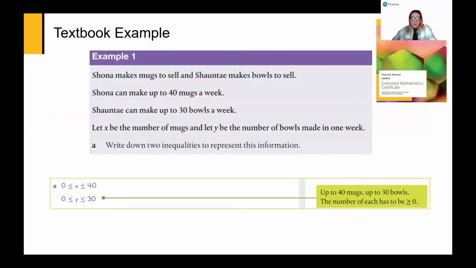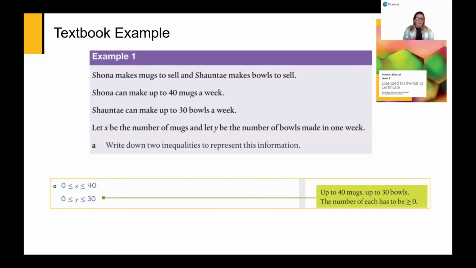In the textbook, they've got a really nice example using mugs and bowls. We've got Shona and Shante making bowls to sell. Shona's making mugs, for example. So it's a nice similar example to what we've seen with the kitchen cupboards. So Shona can make up to 40 mugs a week and Shante can make up to 30 bowls a week, X being the number of mugs and Y being the number of bowls. And writing down 2 inequalities that can represent the information.